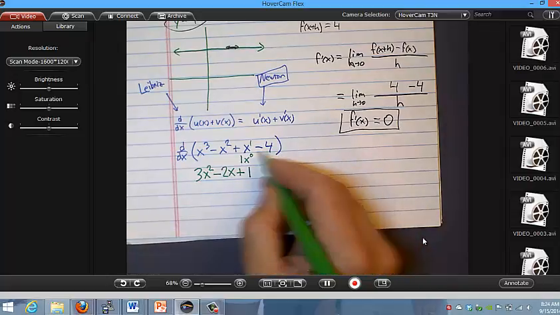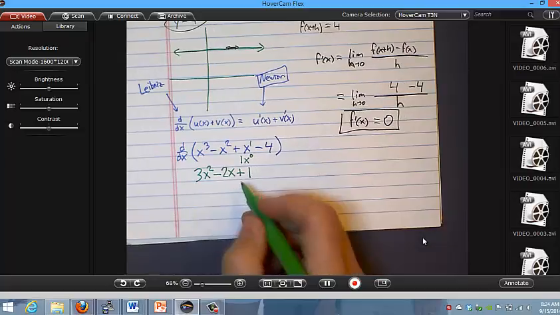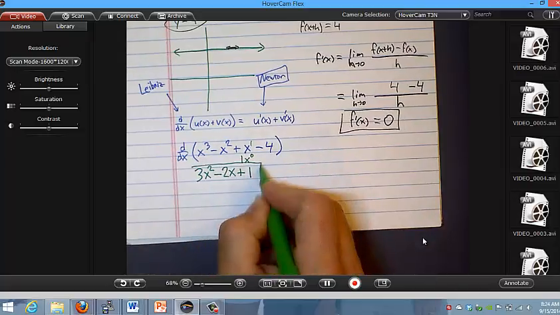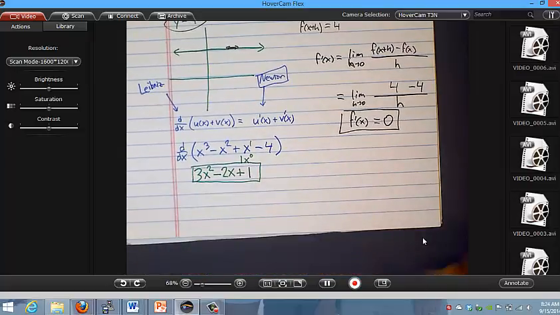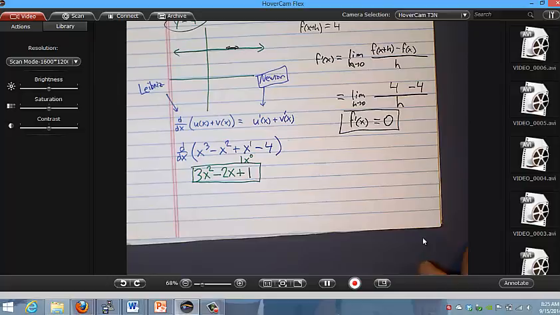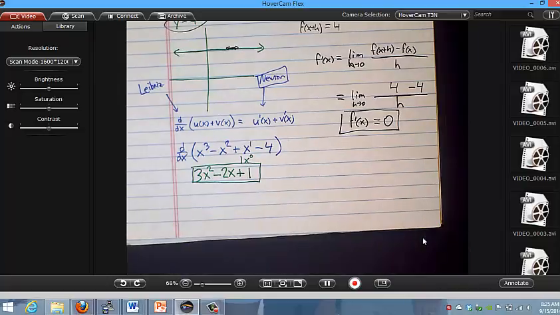And then we already learned that the derivative of a constant is 0. So this would be the derivative: 3x squared minus 2x plus 1. You guys follow? Moving on.